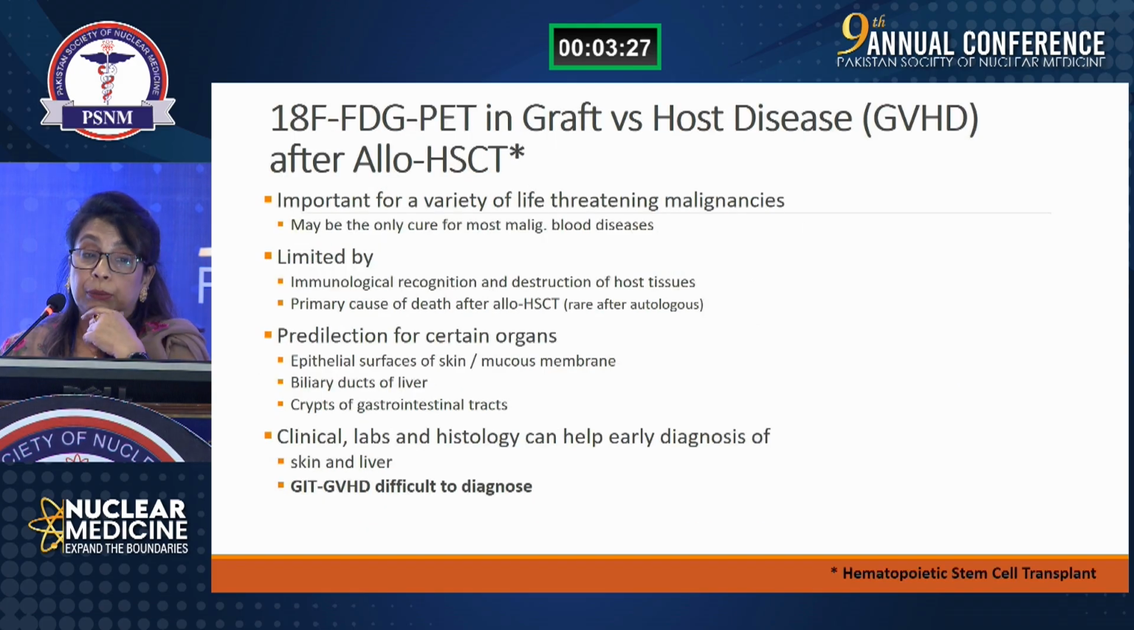Then FDG PET-CT also has a role to play in graft versus host disease for allogeneic hematopoietic stem cell transplantations, and this is a very important variety. It is the only cure for the most malignant blood diseases, and it is limited by immunological recognition and destruction of the host tissue, the primary cause of death after these transplantations. It has a predilection for certain organs, which include the epithelial surface of the skin and the mucous membrane, the biliary ducts of the liver, and the crypts of the gastrointestinal tract.